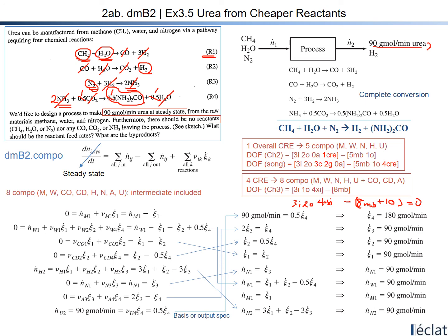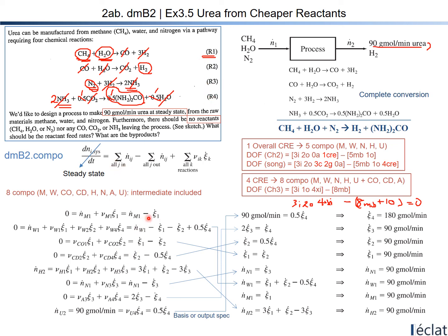Then let's do the process calculation. I'd like to follow the textbook method from chapter 3. I mean, we'll use the 8 mole balance equations for finding 3 input variables, 1 output variable, plus 4 extents of reaction, of reaction 1 and 2 and 3 and 4.